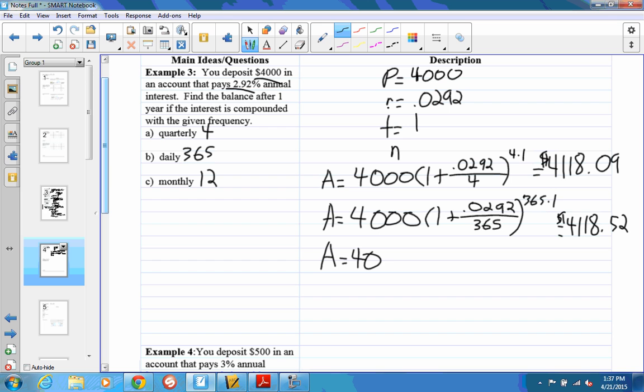Do monthly. 1 plus 0.0292 over 12. Raise it to 1 times 12. Should be right in the middle, shouldn't it? Yeah, like 38 cents.